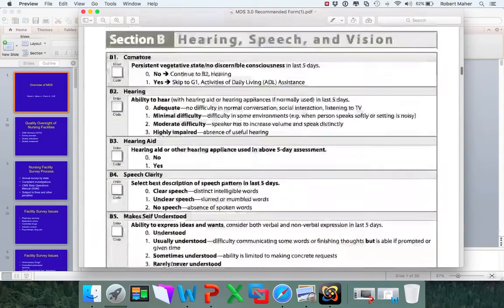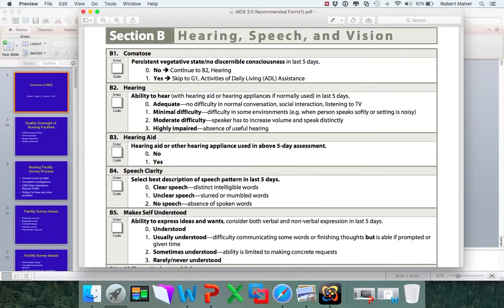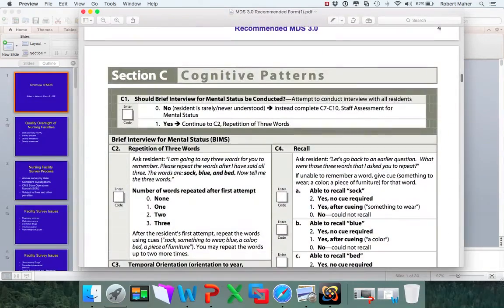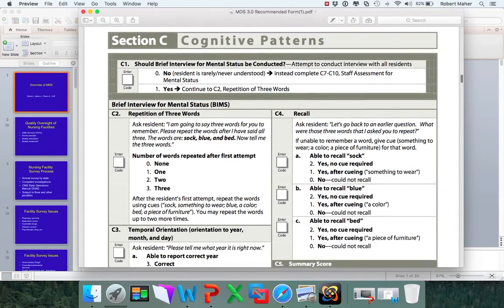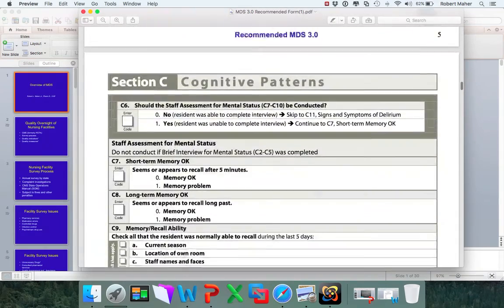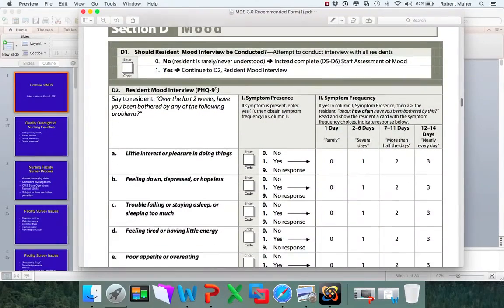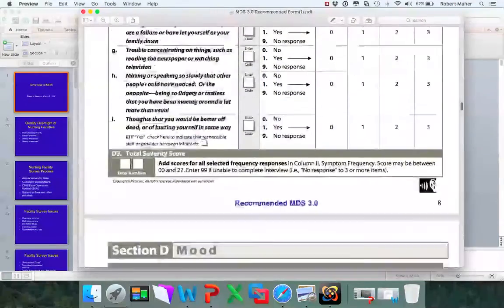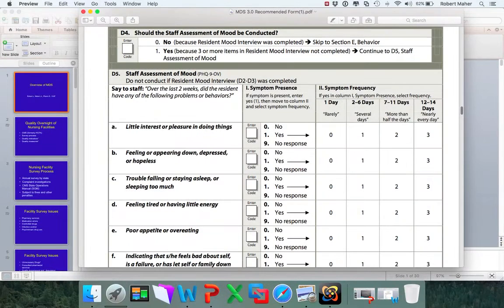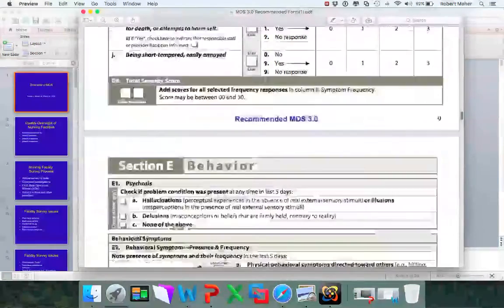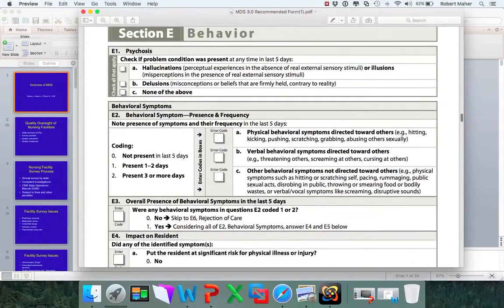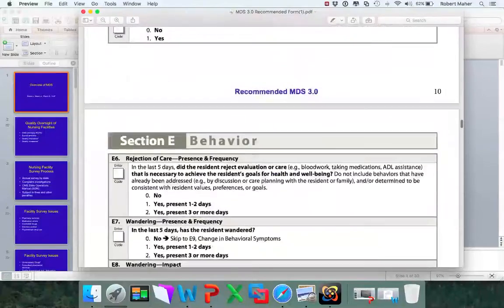Like I said, a lot of this is demographics. Section B talks about any disabilities in hearing, speech, and vision. Section C focuses on their cognitive issues. Section D focuses on their mood. So when we're talking about assessing patients for whether or not they need dose reductions in psychotropics or antidepressants, this is a good place to look, because Section E is going to look at their behavior issues.